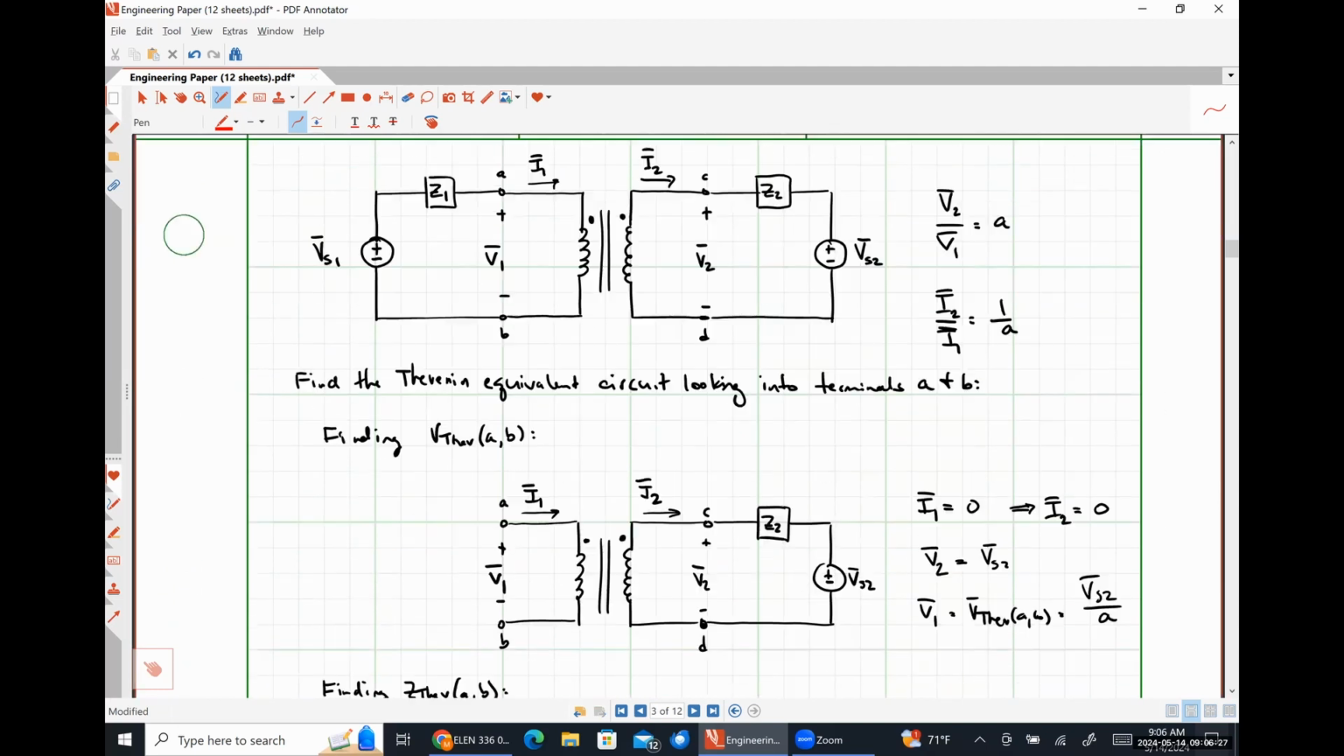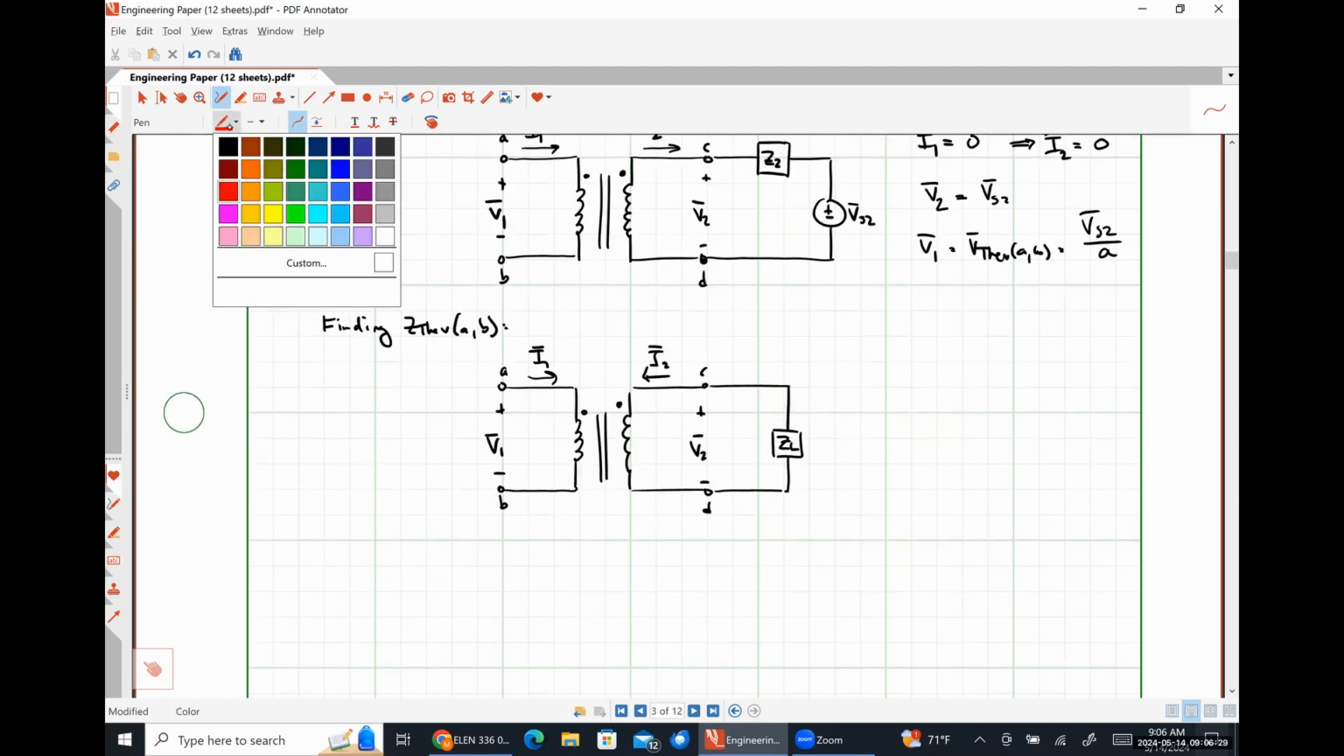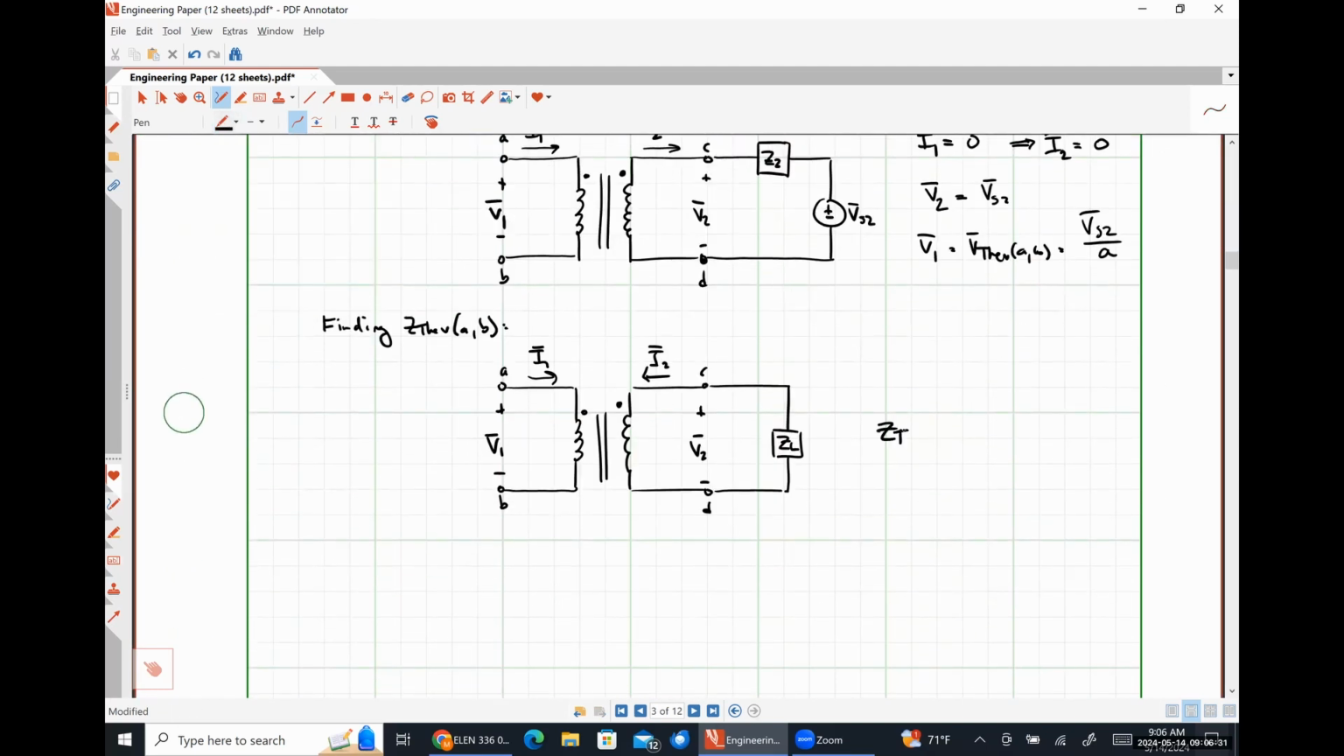So VThev between A and B is literally just ZL over A squared. Because it has to be the exact same thing it was earlier. We're doing the same thing. How can it be different?